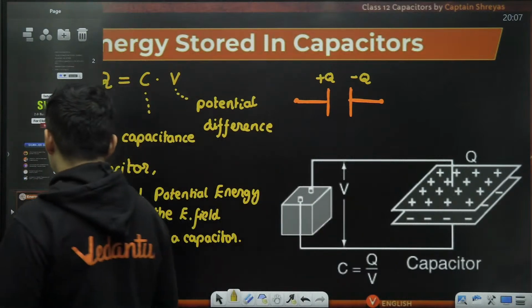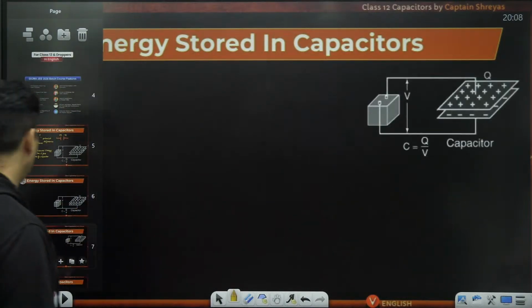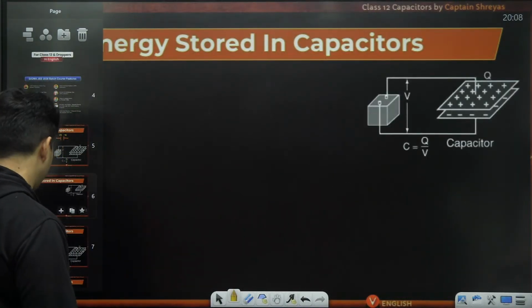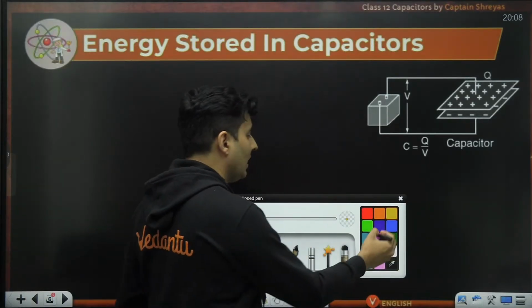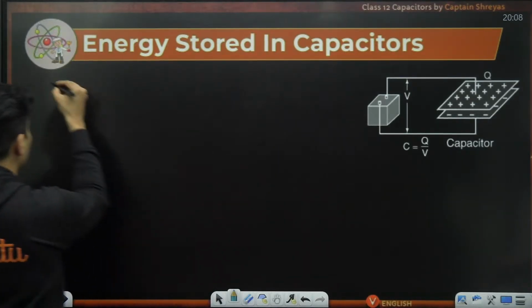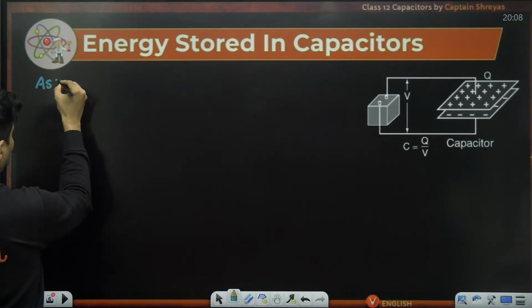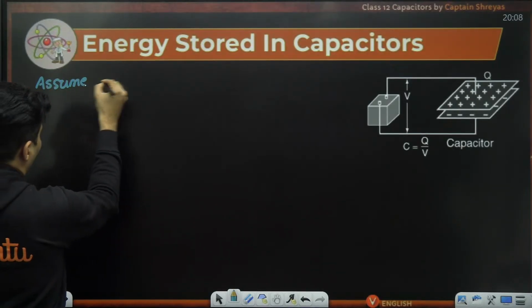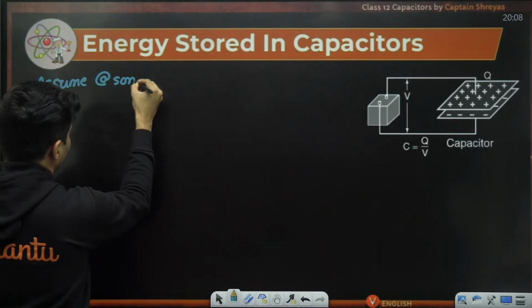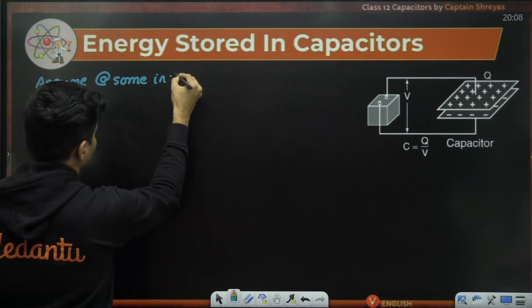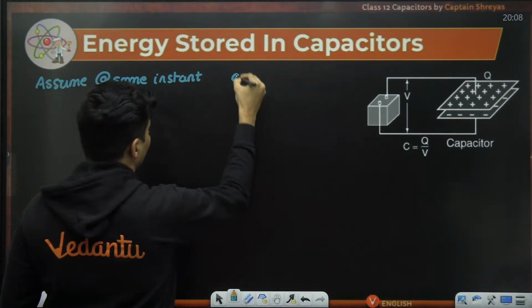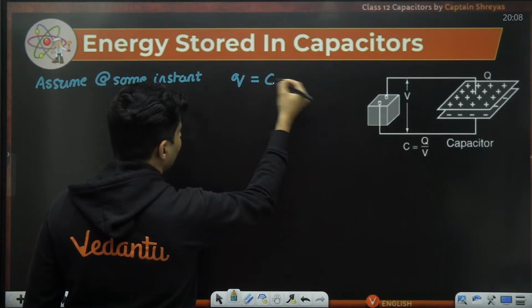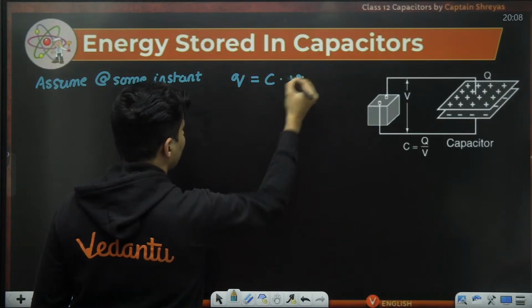How much exactly is this particular energy? That's what we need to calculate. Okay, so here is what we do. Let's basically assume at some instant, the charge is Q, the capacitance will be staying constant, the voltage is V.